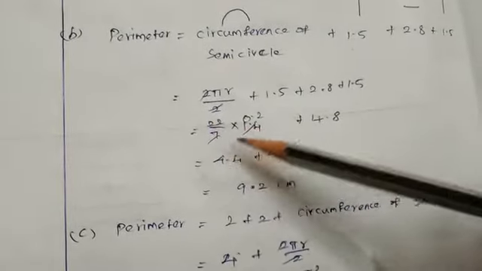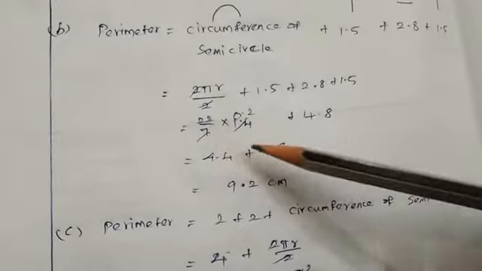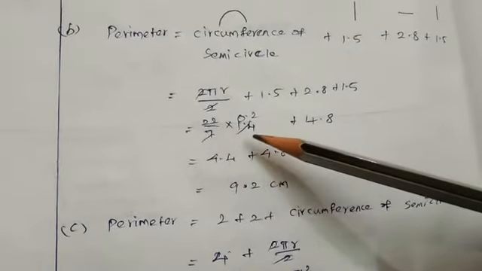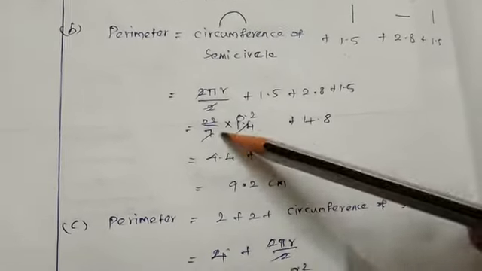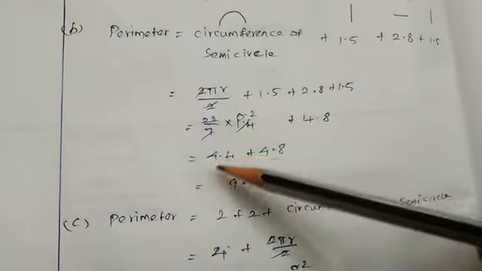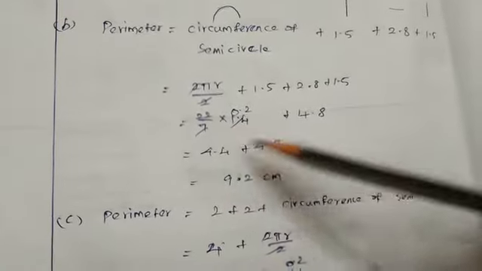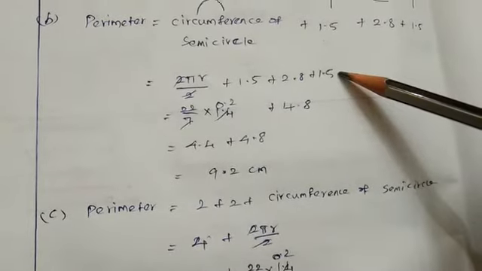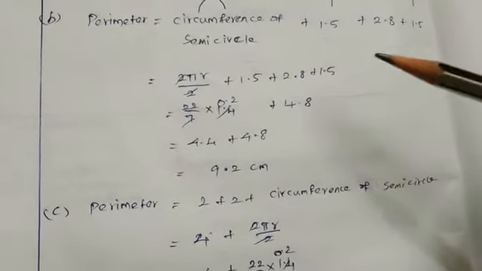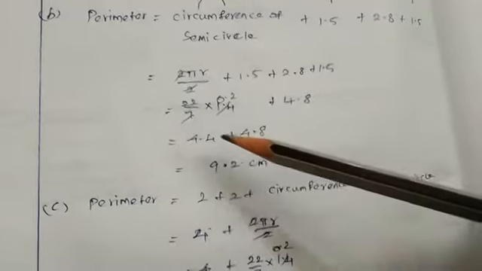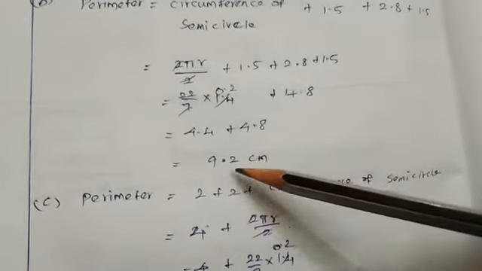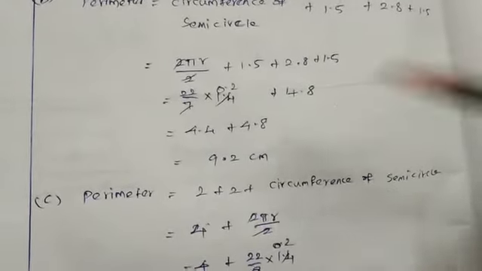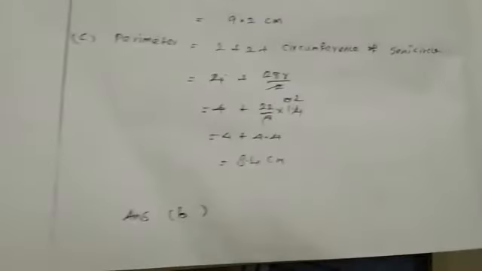Once again, 22 divided by 7 into 1.4. Cancel this 7. So 0.2. So this answer is 4.4. This is the addition, 4.8. So 1.5 plus 1.5 is 3, 3 plus 2.8 is 4.8. Now 4.4 plus 4.8 is 9.2 centimeter. Right. Now next is the perimeter of the third one.